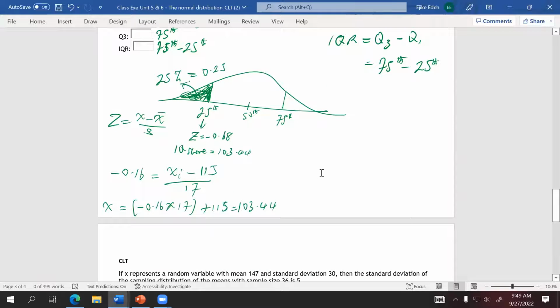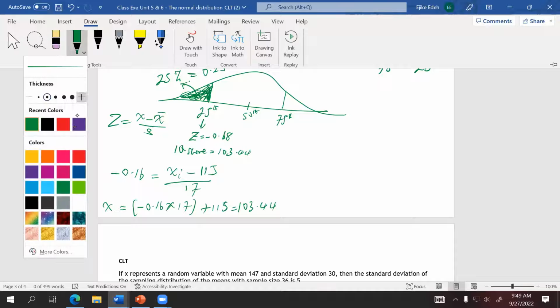All right, so we have that in place. We need to get the 75th percentile. So let's go ahead and change the color to make it distinct.